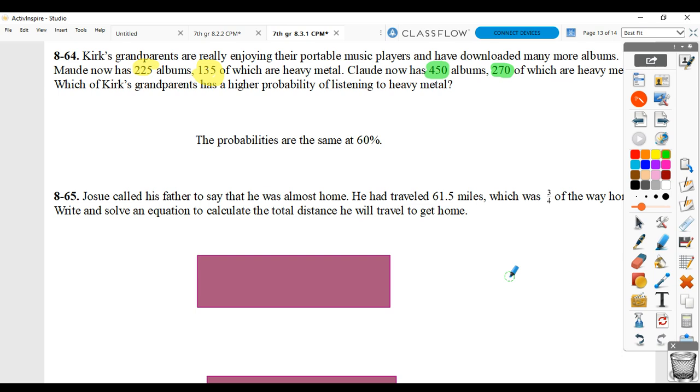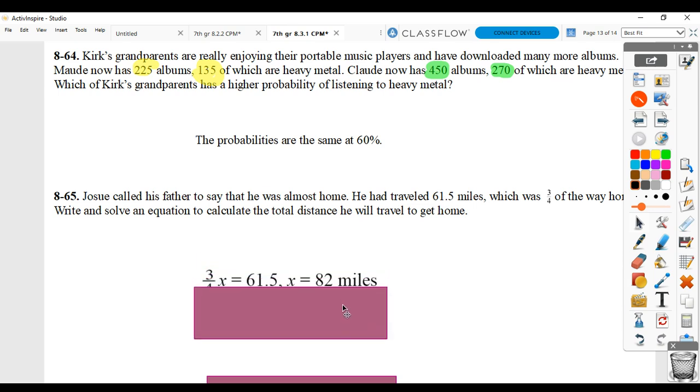For 865, Josue called his father to say he was almost home. He had traveled 61 and a half miles, which was 3/4 of the way home. They want you to write and solve an equation to calculate the total distance he would get home. Now, again, there's more than one way you could do it, but since they told us to write and solve an equation, I did it in this format.